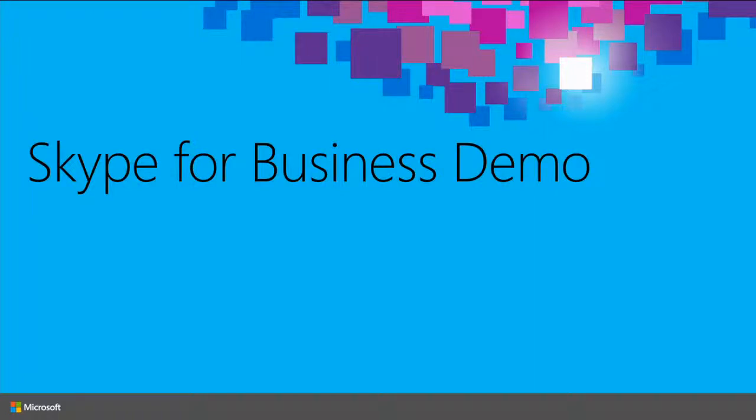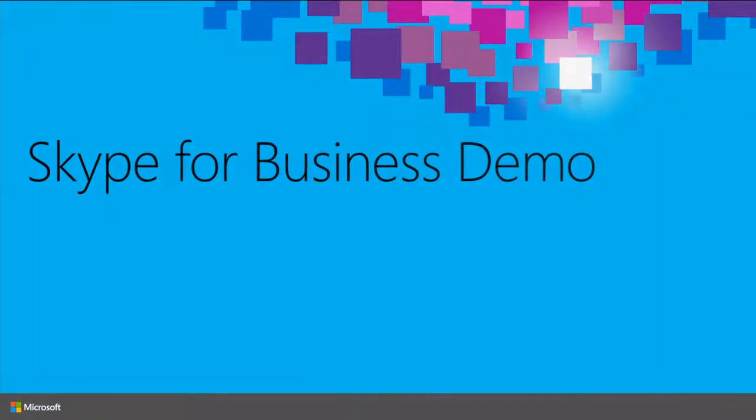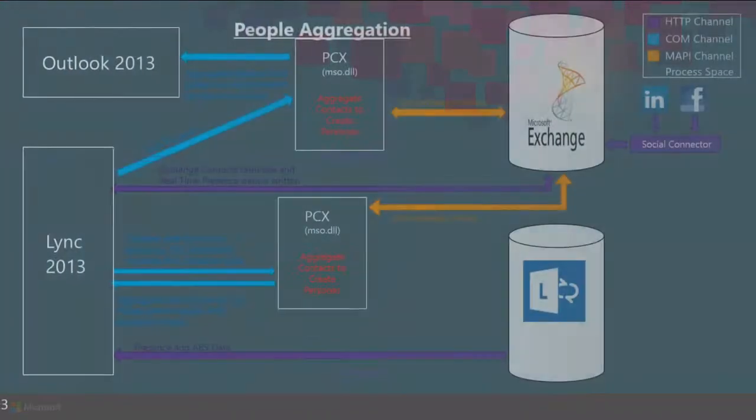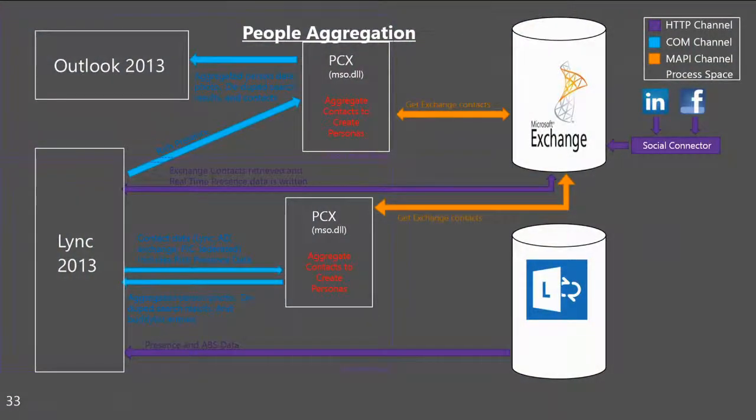So in case of Exchange 2010, if you see over here, basically MSO would have to do the aggregation because both Link and Outlook cannot use the same contact store. UCS is not available with Exchange 2013.